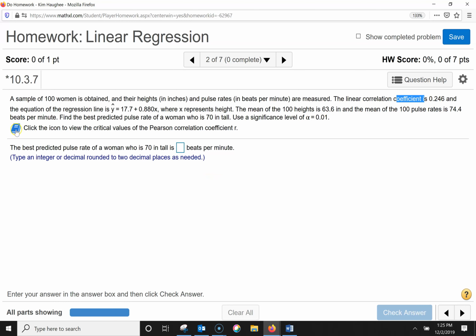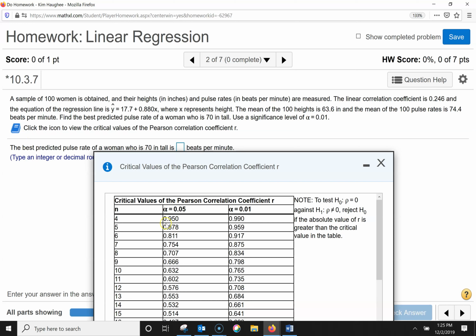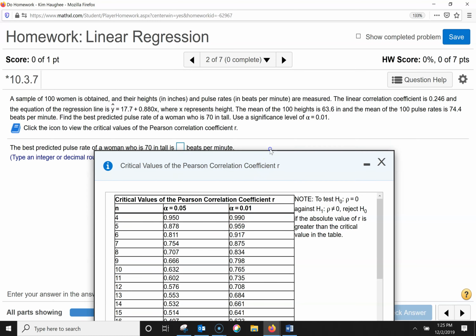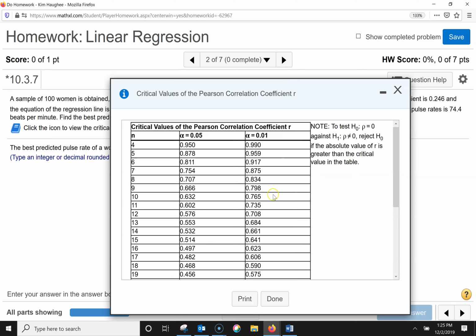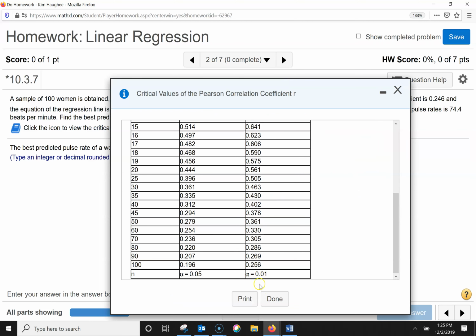Well, we need to pop up this critical value table, and remember we want a significance level of 0.01. So we're going to look at the table at 0.01, and we're going to go down to a sample size of 100. We get a 0.256. Our number for our correlation coefficient needs to be stronger than 0.256.